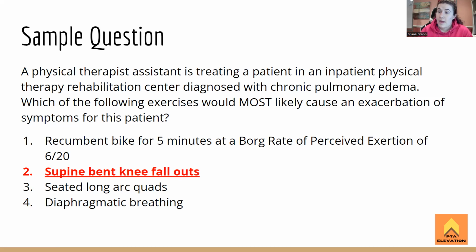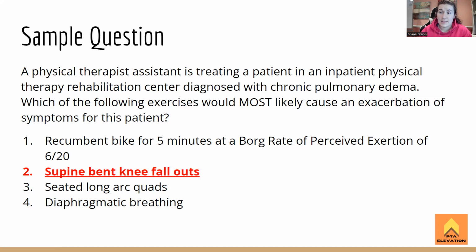Supine bent knee fallouts, again, supine, they don't like supine. They're going to start getting shortness of breath and stuff. This is going to really exacerbate their symptoms. We don't want this at all. Seated long arc quads, this is not going to cause any problems for this patient in this positioning or this exercise. Diaphragmatic breathing is definitely okay; honestly, if we put this person in supine they'd be freaking out. We want to do diaphragmatic breathing. That's probably the most appropriate exercise for a patient with pulmonary edema to work on breathing.